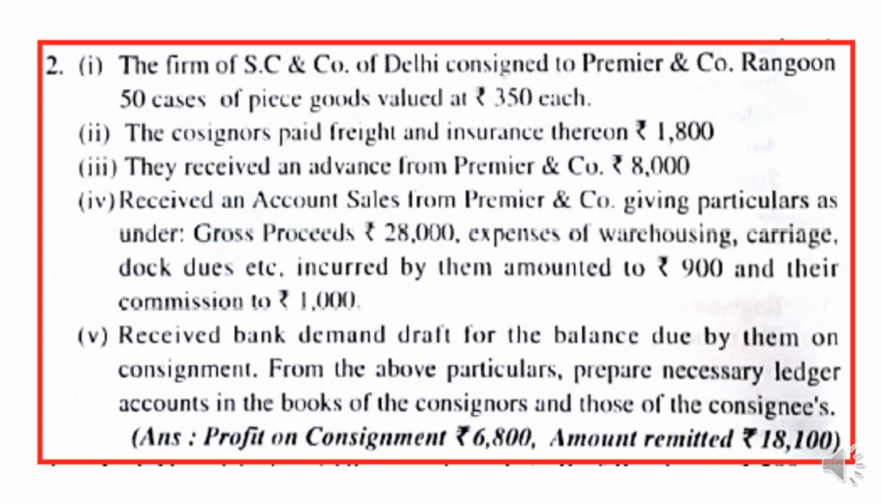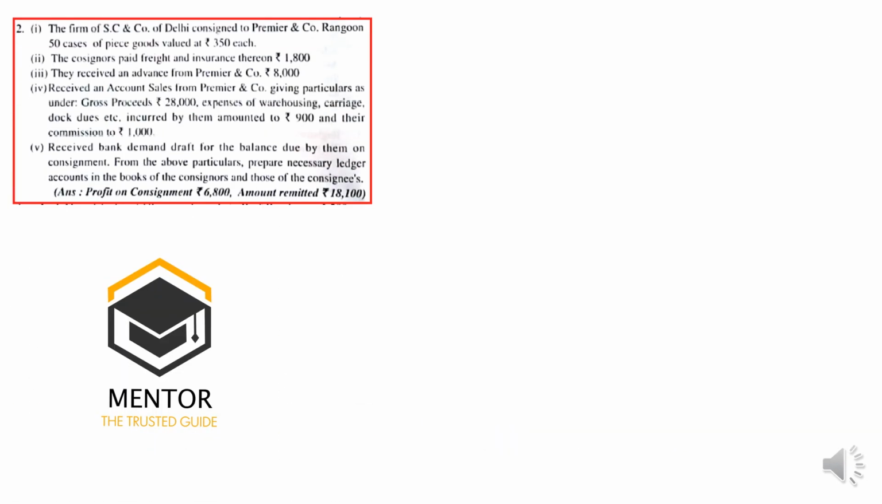Received an account sale from Premier and Company giving the particulars as under: gross sale proceeds 28,000, expenses of warehouse, carriage, dock dues, etc. incurred by them amounted to rupees 900 and their commission is 1,000. Received a bank draft for the balance due by them on consignment. From the above particulars prepare necessary ledger accounts in the books of consignor and in the books of consignee. So we'll take up this question. Again I have kept the question here.